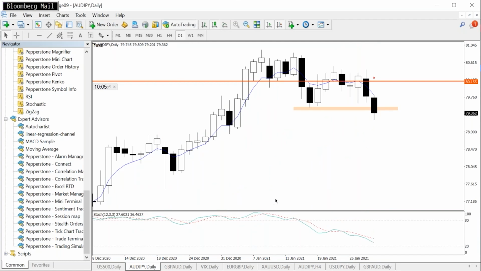If I have a look at the Aussie yen daily chart at the moment, I think to myself that there could be some still further de-risking to play through in the equity market. Do I want to play it through the S&P, or do I want to trade it through the Aussie yen because it's a proxy of risk?